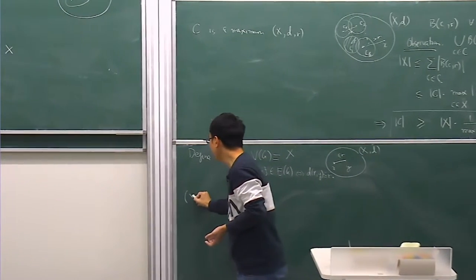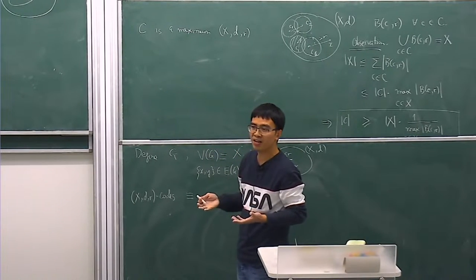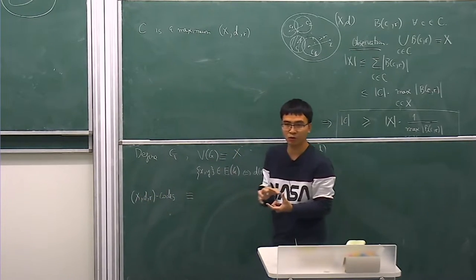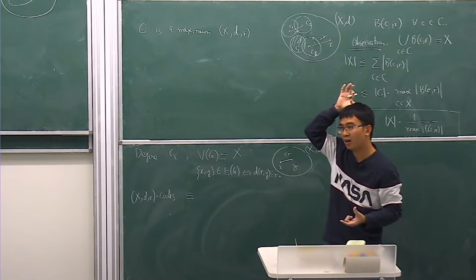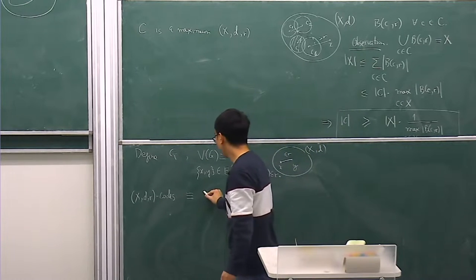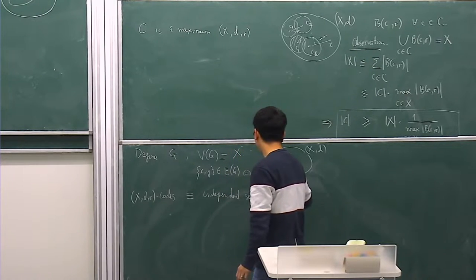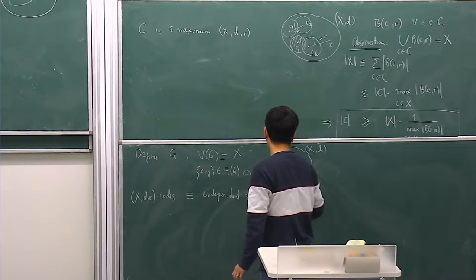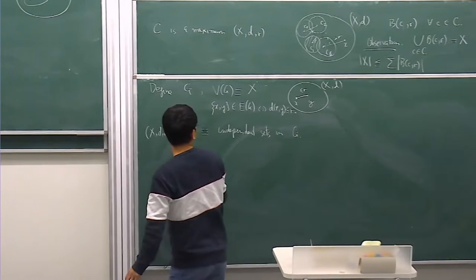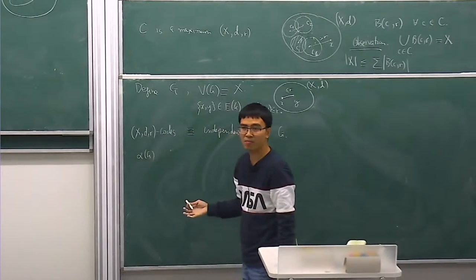Then a code with minimum distance greater than r is nothing but an independent set in G, because here the distance between any two codewords is strictly bigger than R, meaning that we don't have an edge between any two codewords. Independent set in G. Then the size of the maximum code is the independence number of the graph.